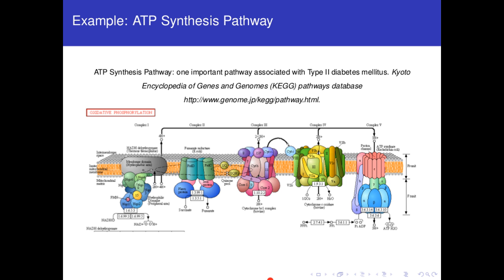This is one example of a pathway. I want to show you how a pathway looks. The name of this pathway is the ATP synthesis pathway. This is one important pathway associated with type 2 diabetes mellitus. As you see, this pathway contains 5 complexes. Each complex contains proteins related to genes.